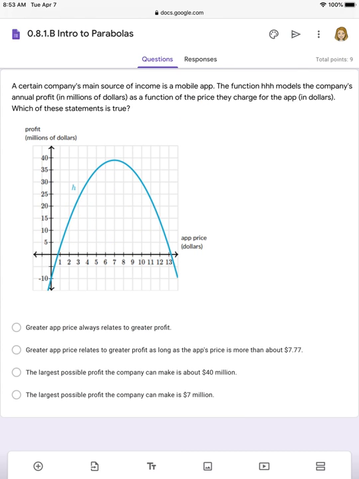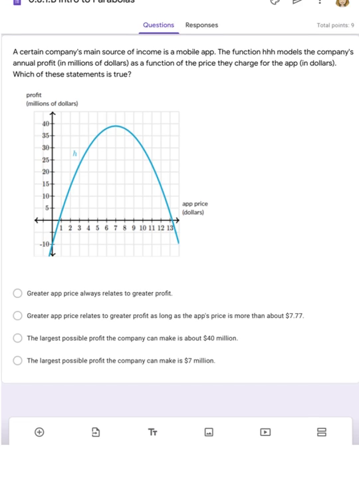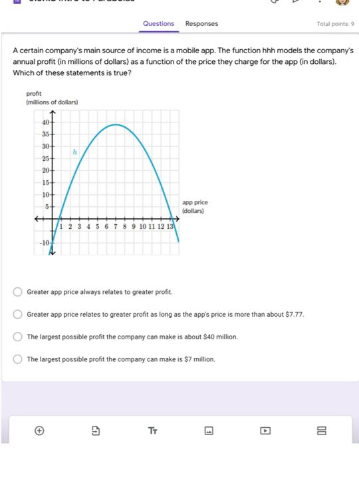All right, last question. A certain company's main source of income is a mobile app. The function, why did it do 3 H's there? I'll fix that on yours. This function models the company's profit, in millions of dollars, as a function of the price they charge. You'll notice that the price is getting larger for the app, and then their profit reaches a maximum and then comes back down.